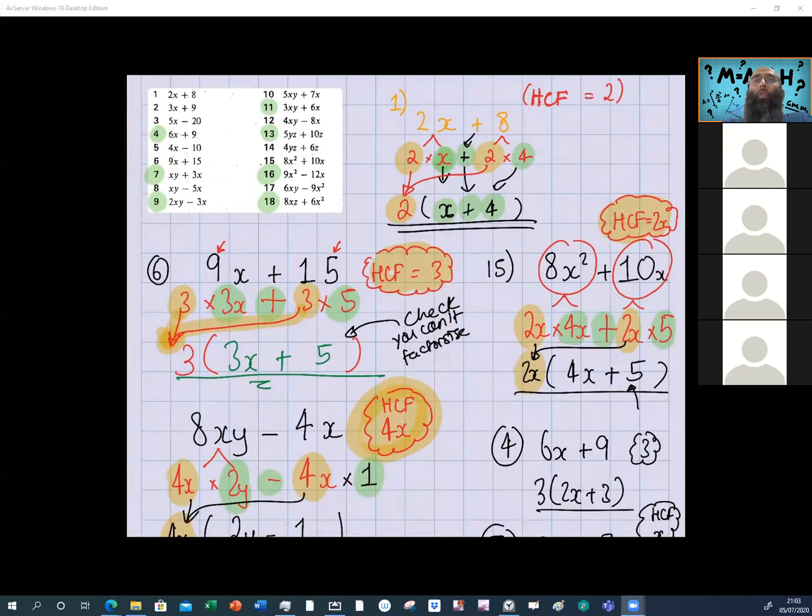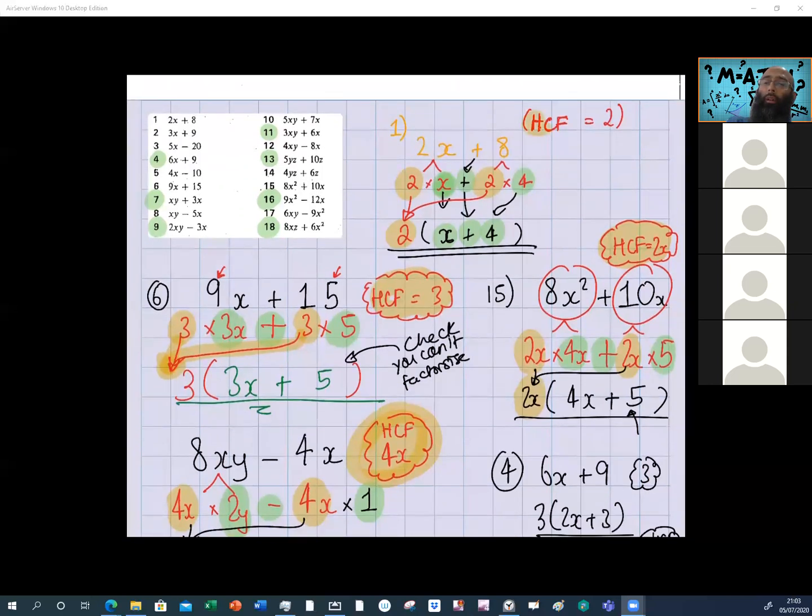Remember, I don't want just answers. This is not an answer lesson. This is a maths lesson. In a maths lesson, we must do the full working out. That includes highest common factors, all the splitting, and all the rearranging and answers and so on.